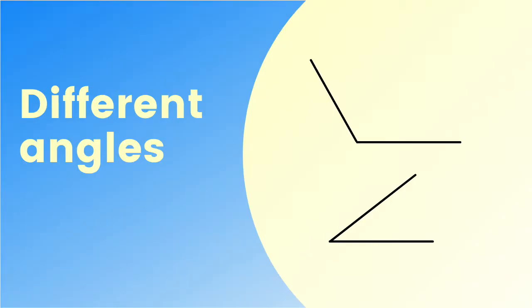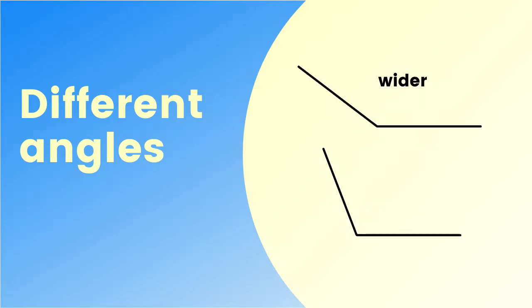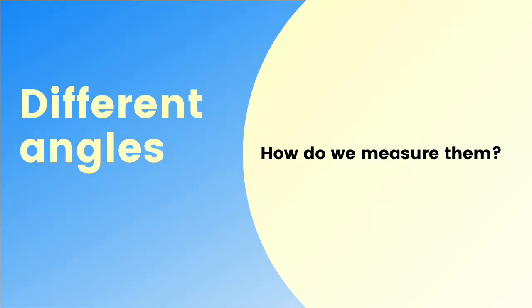Not all angles are the same. Some are obtuse, some are acute. But not all obtuse angles are the same. Some angles are wider than other angles. How do we say how wide an angle is? We would need to measure it.